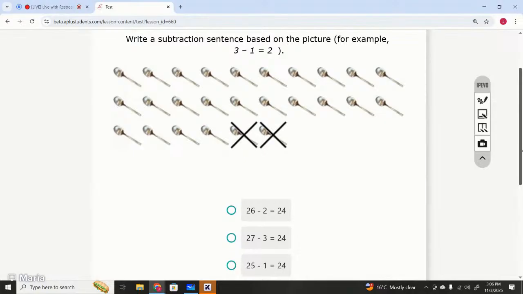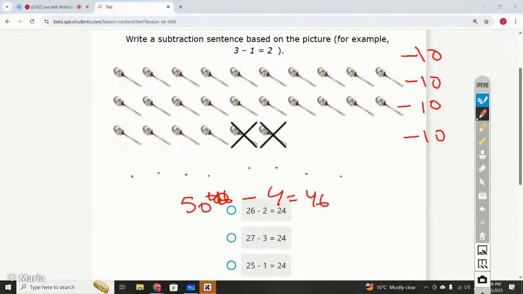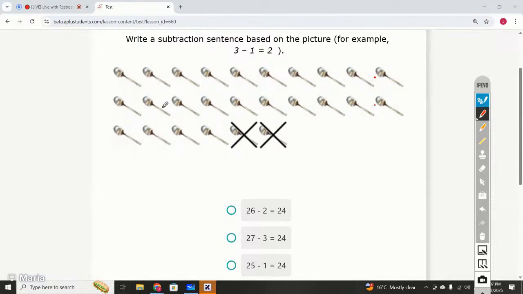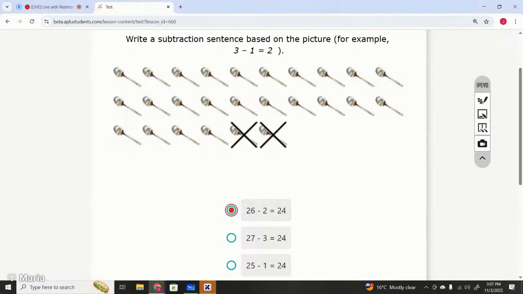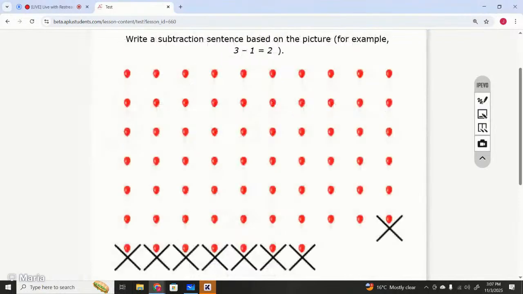Write a subtraction sentence based on the picture. 10, 20, 21, 22, 23, 24, 25, 26. And two of them are crossed off. So 26 minus 2 equals 24. The correct option is 26 take away 2 equals 24. Option number 1 is the correct option.